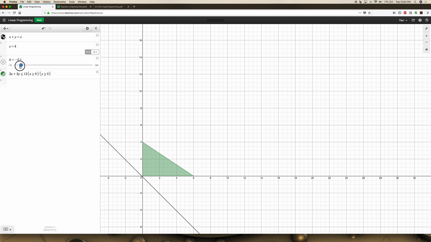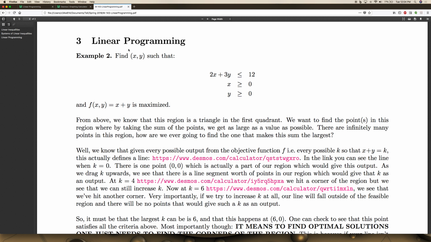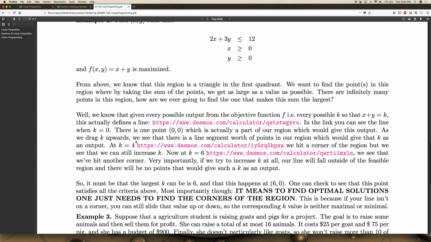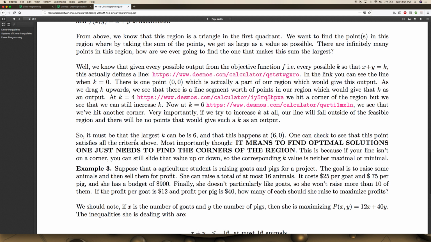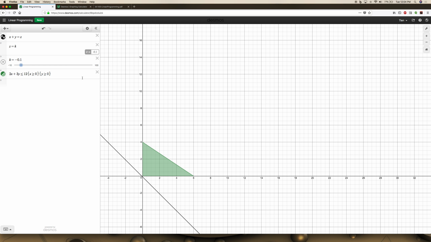Now, what this line represents, let me go back here, is here's my function x plus y, right? And I want to make that as big as possible. So what could x plus y be?